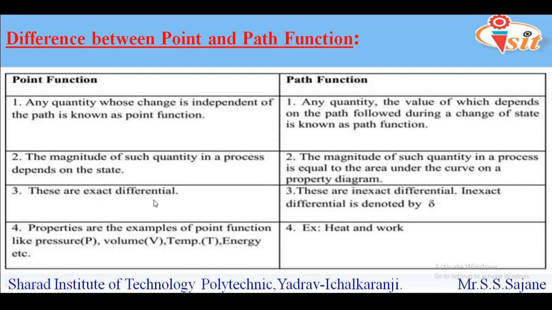Point functions are exact differentials, whereas path functions are inexact differentials. This concept, that is exact and inexact differential, are the terms used in thermodynamic process to show whether they are dependent on point function or path function. Next, the examples are given for differentiation. That is, in case of point function, the examples are pressure, volume, temperature, energy, etc. All these are point functions, whereas heat and work are the path functions.